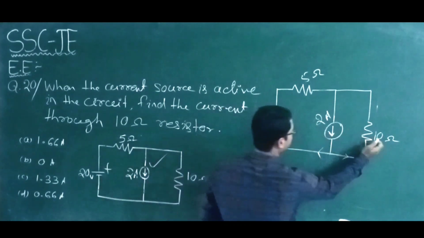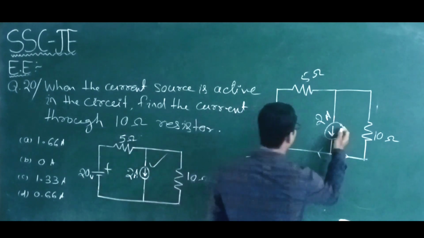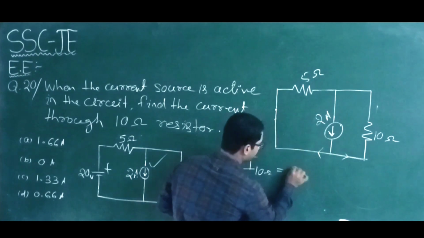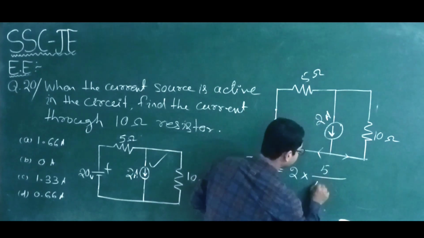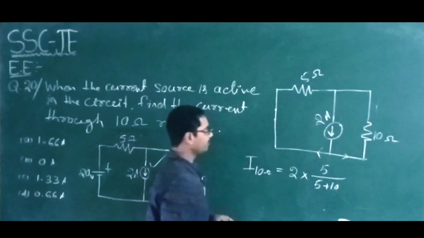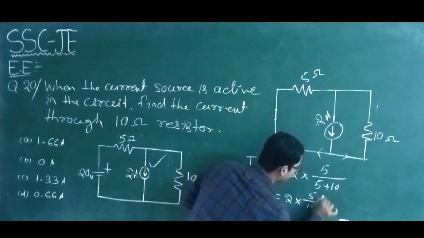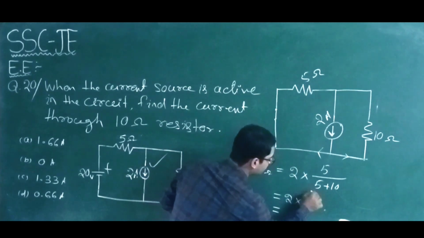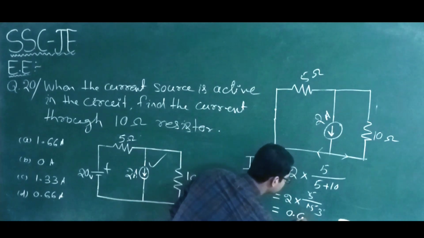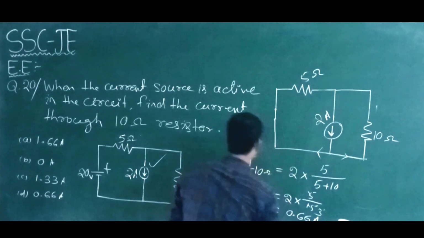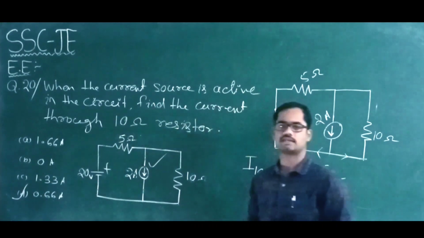We want the current through the 10 ohm. So I 10 ohm will be equal to the source current, 2 ampere, into the opposite resistance, 5 ohm, divided by the total resistance, 5 plus 10. Okay. So this is the formula. So it will be 2 into 5 by 15. If you solve this, it becomes 2 by 3, which is 0.66. So from the options, the fourth option is the correct answer, 0.66.